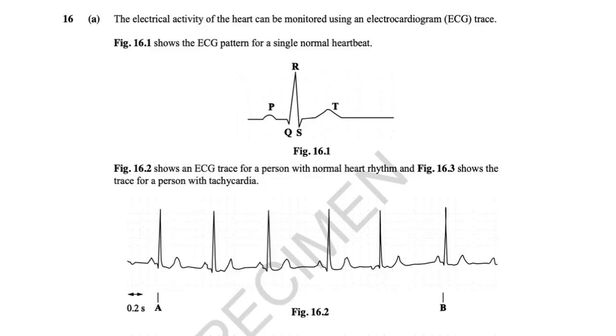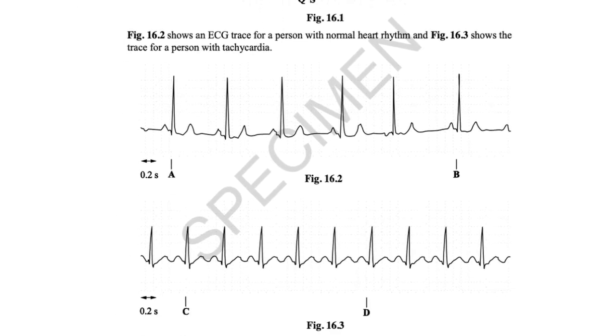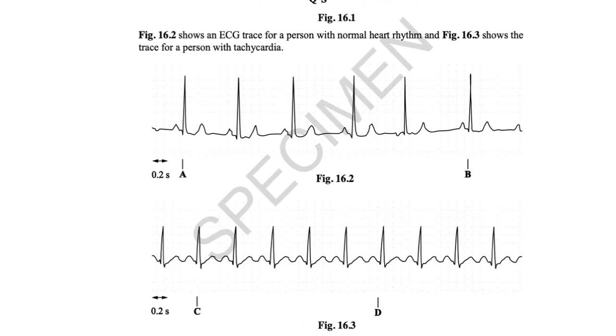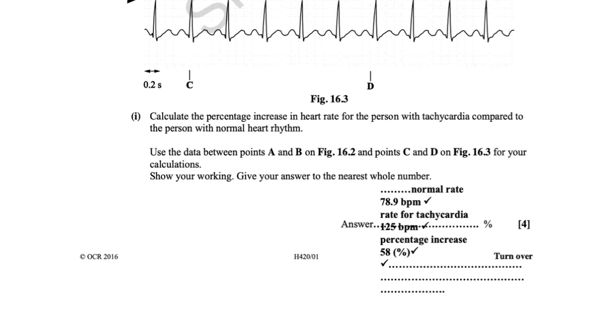So on to an ECG question. This shows the ECG pattern for a single normal heartbeat. So the P wave is atrial systole, the QRS is ventricular systole, and the T wave is ventricular recovery. They then give you two ECG traces, one for a person with a normal heart rhythm, which is this one here, and the one for a person with tachycardia, which is this one here. Calculate the percentage increase in heart rate for a person with tachycardia compared to the person with normal heart rhythm.